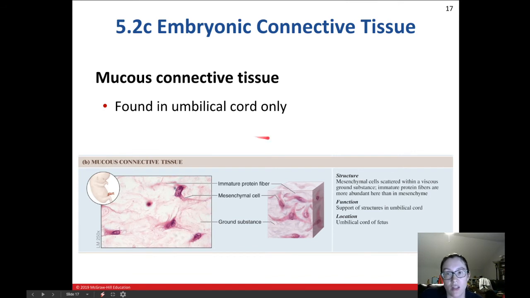Mucous connective tissue is another sort of embryonic connective tissue, but it's only found in the umbilical cord. And so this is going to be some of that tissue from the umbilical cord that is going to be formed in the embryo.